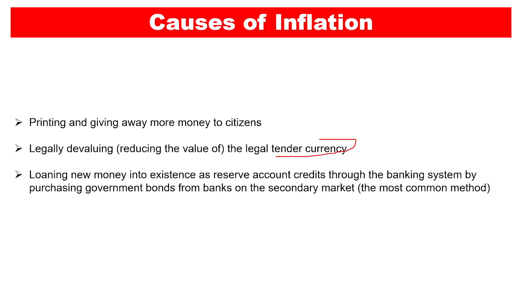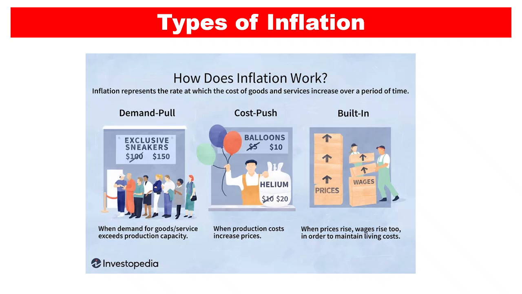The third one is loaning new money into existence, as the reserve account credits through the banking system by purchasing government bonds from banks on the secondary market. What you are increasing is the money flow in the economy. Whenever the money flow increases in the economy, what is going to happen? Growth is also going to happen, but at the same time inflation is also happening. So these are basically three causes of inflation.